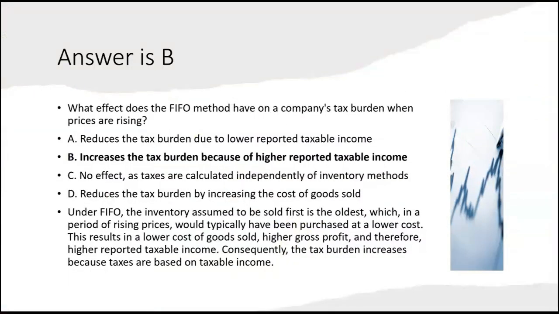Letter B is correct. Under FIFO, the inventory assumed to be sold first is the oldest, which in a period of rising prices would typically have been purchased at a lower cost. And this would result in a lower cost of goods sold, higher gross profit, and therefore higher reported taxable income. Consequently, the tax burden would increase because taxes are based on taxable income.